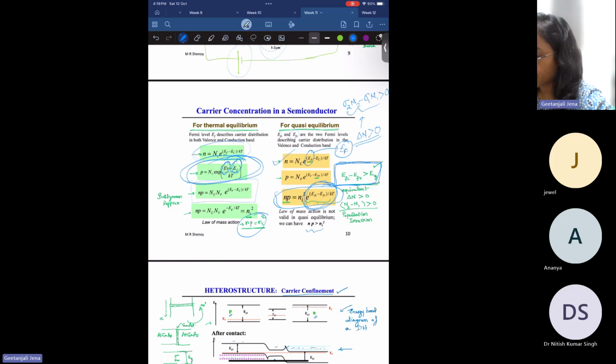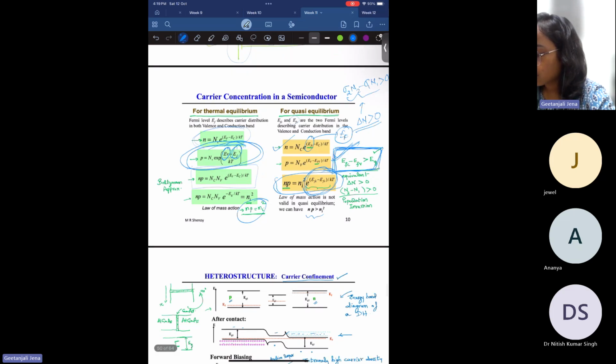So E_FC minus E_FV, which is the separation between the Fermi levels of the conduction band and the valence band, should be greater than the band gap energy. Only in that condition will the semiconductor behave like a laser and emit radiation in terms of stimulated emission. So please remember this condition. This is one important relation for lasing in a semiconductor.